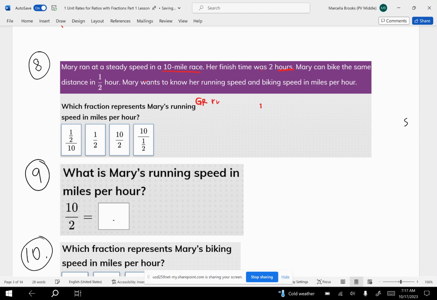GR running equals 10 miles over 2 hours.